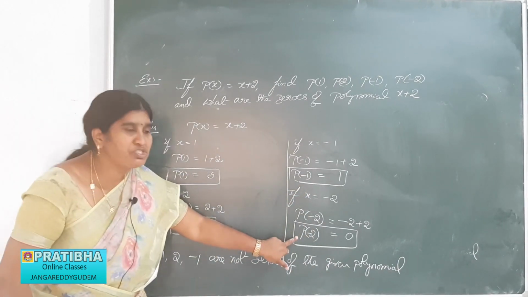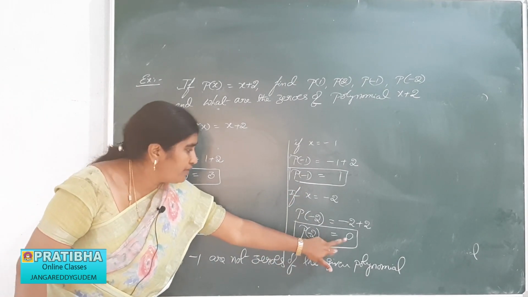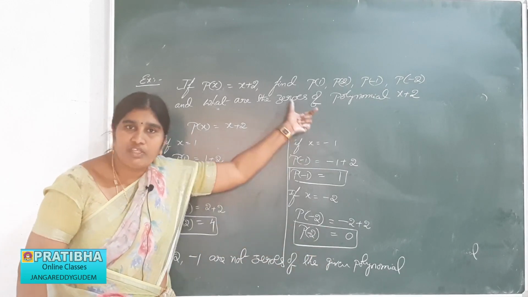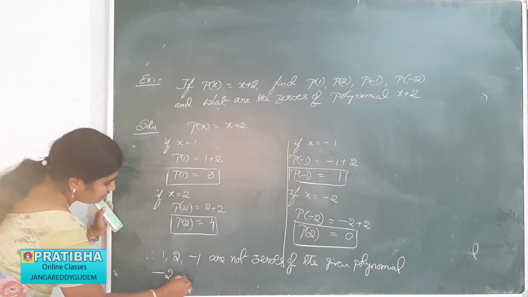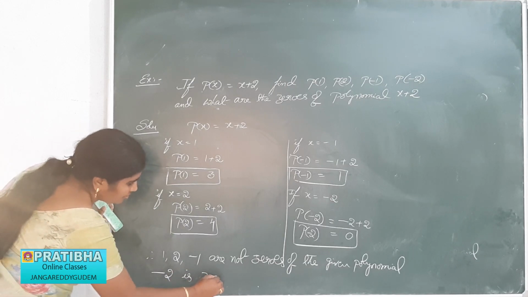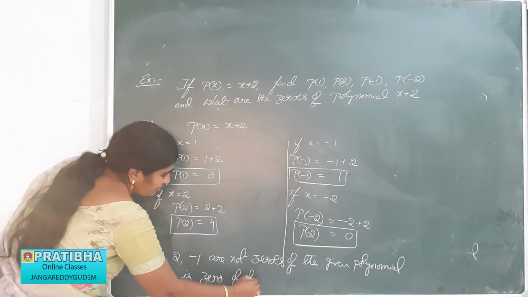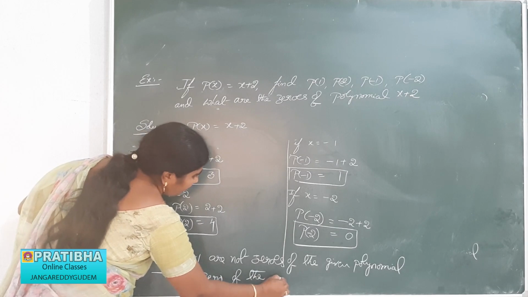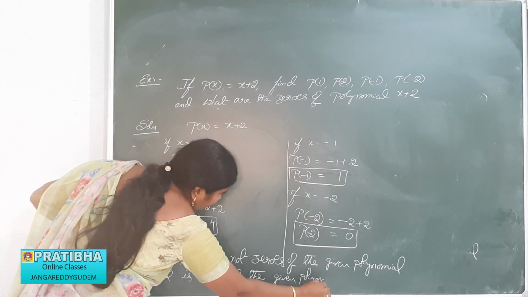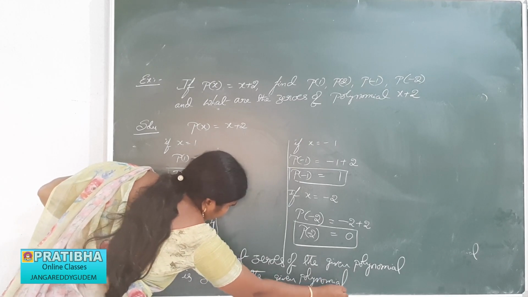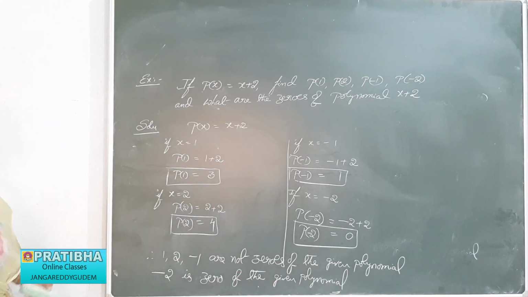Has P of minus 2 equal to 0, then minus 2 is the zero of the given polynomial.